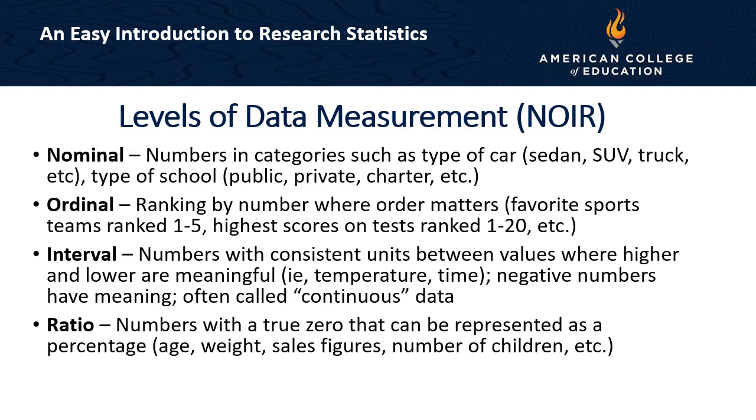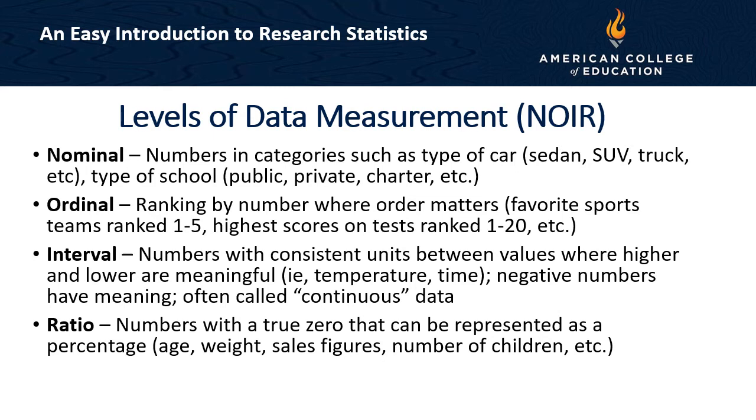When we begin thinking about the kinds of data we want to collect in social science research, we can describe these in terms of levels of data measurement, and we use the acronym NOIR, N-O-I-R, to represent those levels of data. They are nominal, ordinal, interval, and ratio. Nominal data are numbers and categories such as type of car, sedan, SUV, truck, etc., or type of school, public, private, or charter. These are often frequency counts, so how many people drive a sedan, how many people drive an SUV, how many students are in public school, how many students are in private school, etc.